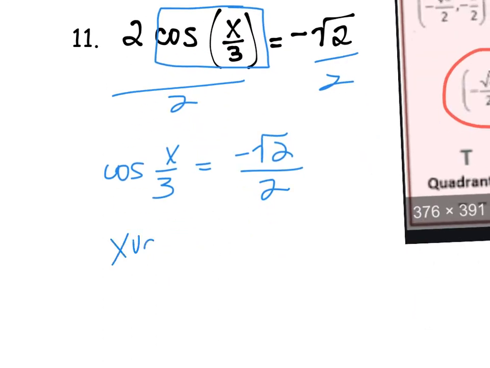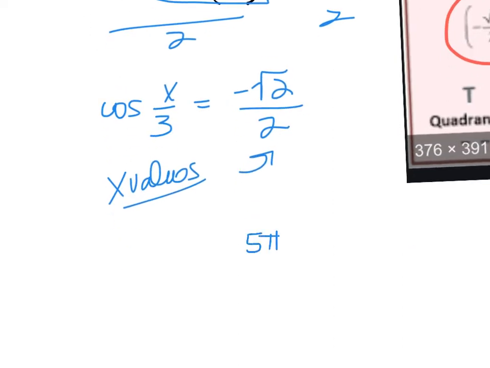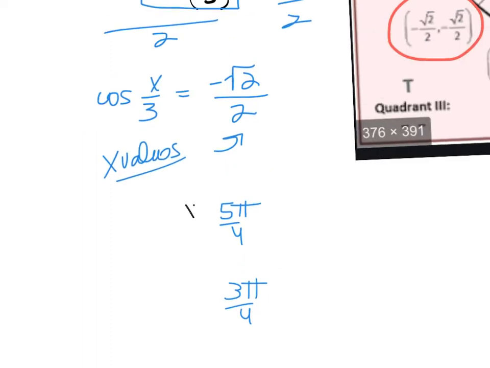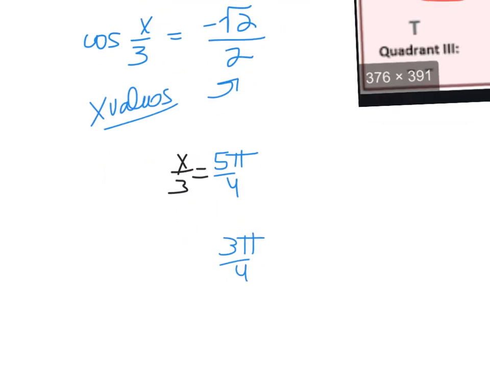Cosine is what value? X. Where on the unit circle are the x values negative root 2 over 2? 5 pi over 4, 3 pi over 4. Does everybody agree with Franco? Yeah. Okay. I'm just going with what you're saying, kiddo.